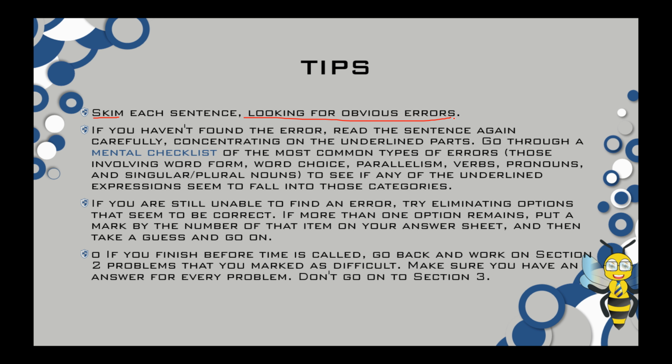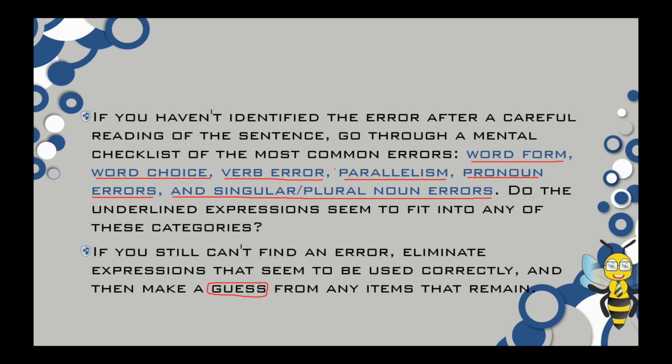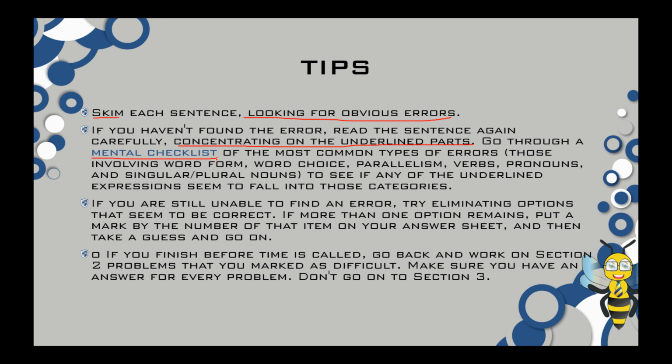And remember to do the mental checklist. Remember the mental checklist? Word form, word choice, verb error, parallel structure errors, and pronoun errors. That's our mental checklist, which are the most common mistakes that you will find. Number three, if you still don't know the answer, try to eliminate the ones that seem incorrect to you. If more than one option remains, put a mark on that item, and then you go back if you have the time. If not, just guess between the two or three options that you might have.